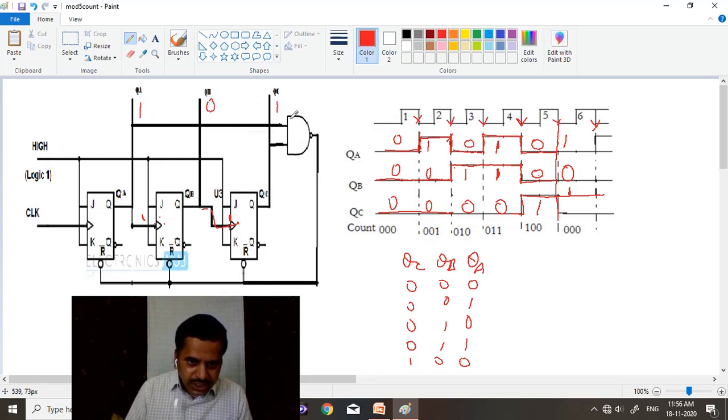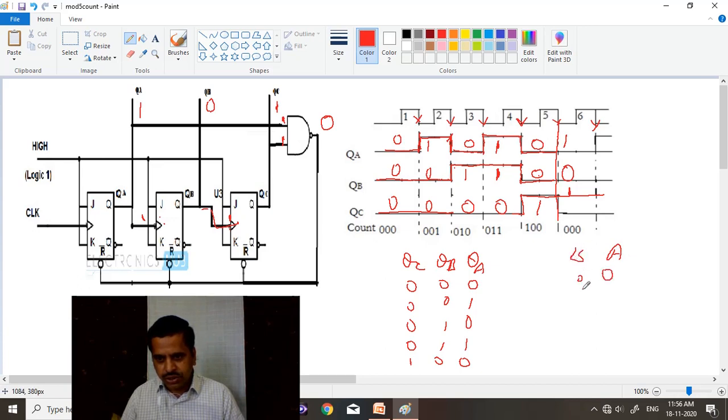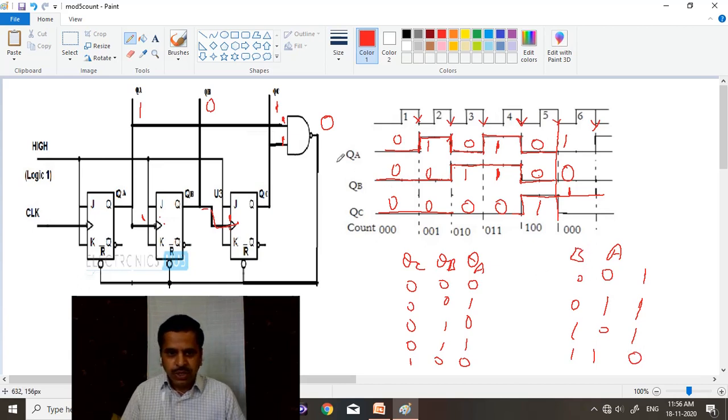One input is given to the NAND gate, and another 1 is given to the other input of the NAND gate. When 1 and 1 are applied to the inputs of the NAND gate, the output becomes 0. Because what is the NAND gate function? For inputs 0, 0 the output is 1; 0, 1 gives 1; 1, 0 gives 1; 1, 1 gives 0. This is the truth table of the NAND gate. When both inputs are 1, the output becomes 0.